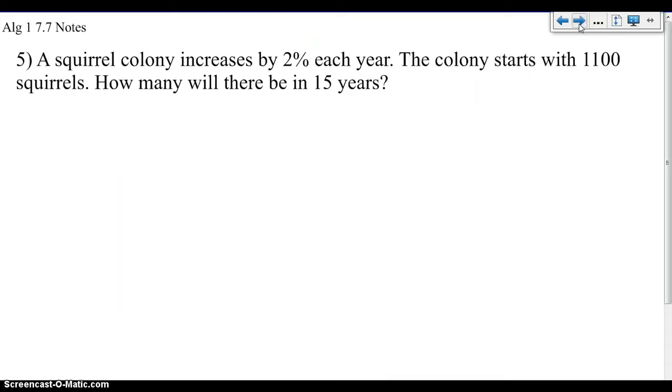Alright, a squirrel colony increases by 2% each year. The colony starts with 1,100 squirrels. How many will there be in 15 years? Now, we've done problems like this in the previous sections of this chapter, but we always gave you the equation to use. This time we're going to have to come up with it. So again, A is always representing the initial amount. And in this case, the initial amount would be the initial population of 1,100.